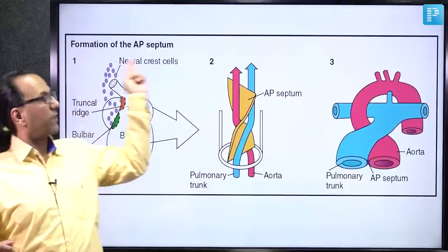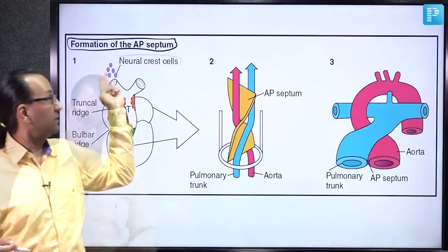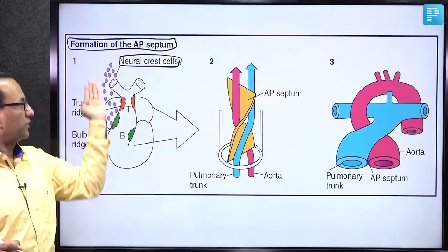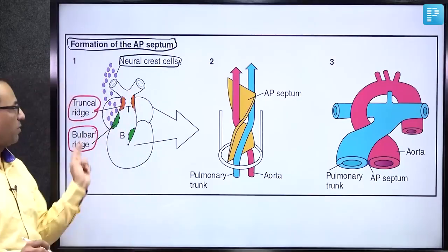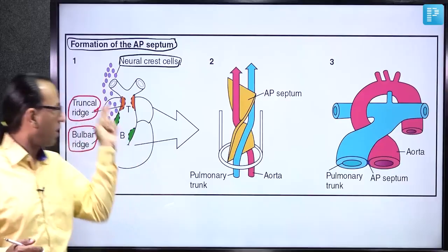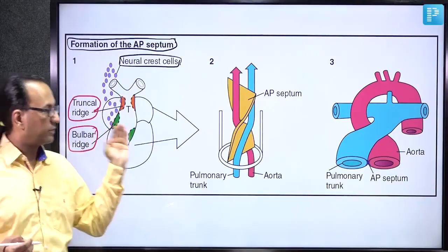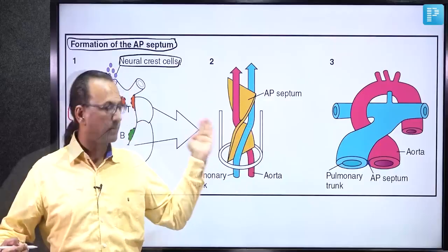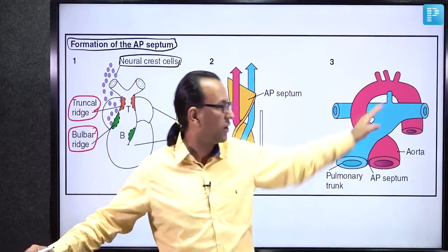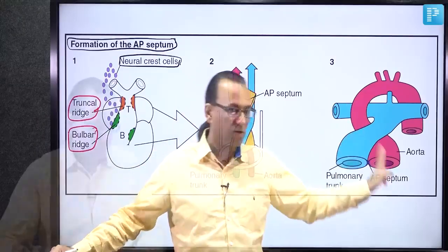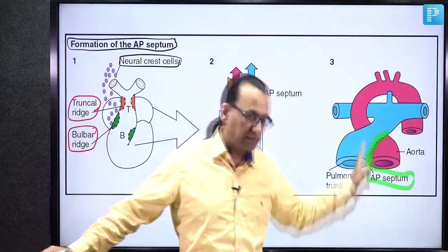Here we are looking at the formation of the AP septum, the aorticopulmonary septum, which is derived from the neural crest cells. The neural crest cells migrate towards the truncus arteriosus and form ridges which are called truncal bulbar ridges. Some books say conotruncal ridges. In the region of the truncus arteriosus they form a septum called the AP septum, which is a spiral septum, dividing the truncus arteriosus into two vessels. The anterior vessel is the pulmonary trunk and the posterior vessel is the ascending aorta, and lying between the two is the AP septum, which is normally a spiral septum.